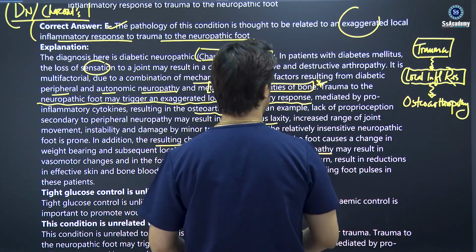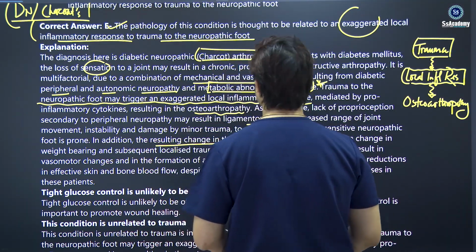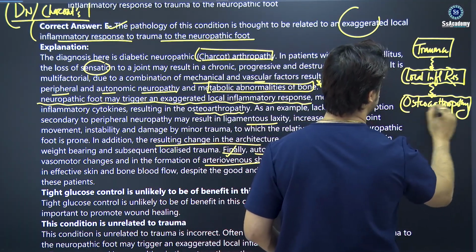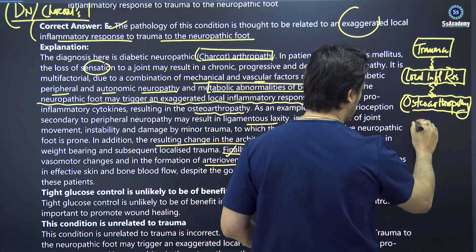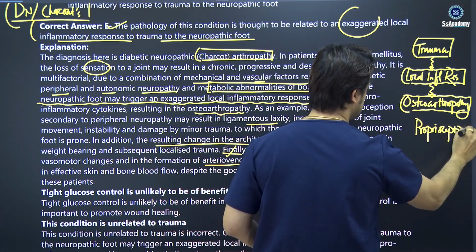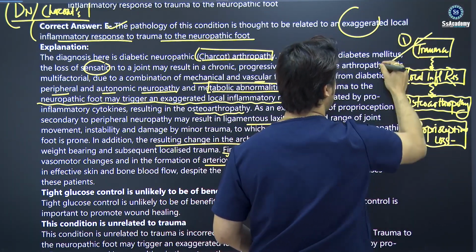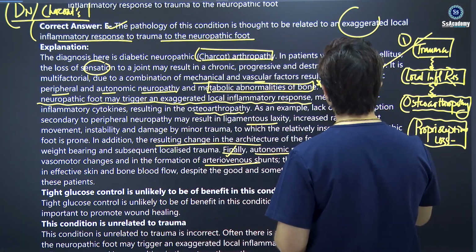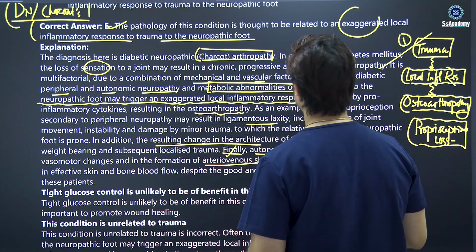And this is important, for example, lack of proprioception secondary to the peripheral neuropathy may result in ligamentous laxity. So if I am saying that because of the loss of joint sense or proprioception, this is number one, that leads to ligamentous laxity, increased range of joint movement, instability and damage by minor trauma, to which the relatively insensitive neuropathic foot is prone.